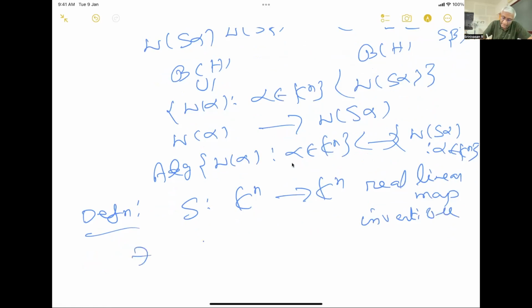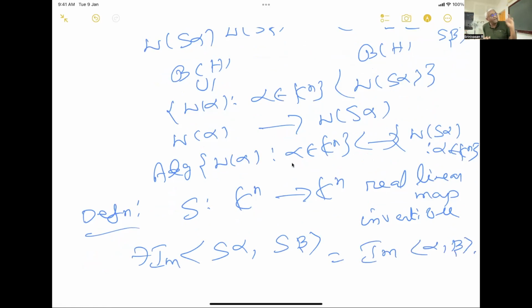Such that the imaginary part of S alpha, S beta equals the imaginary part of alpha, beta. It's an invertible real linear map which preserves the imaginary part of the inner product. Of course, a unitary will satisfy this. Unitary is complex linear, so it's also real linear. Unitary is invertible. It preserves the inner product, so it will preserve the imaginary part of the inner product also.